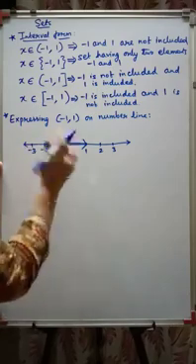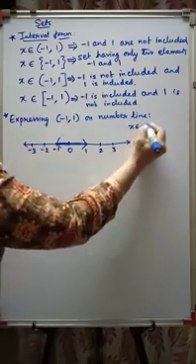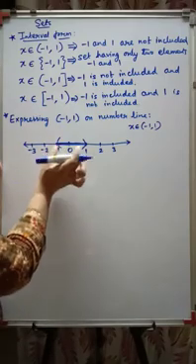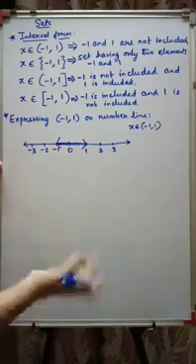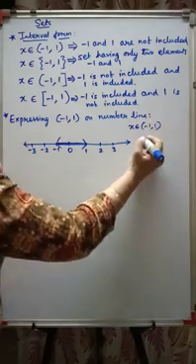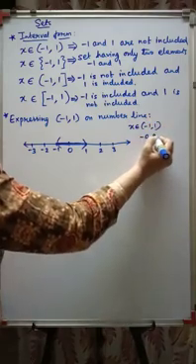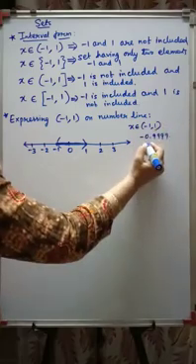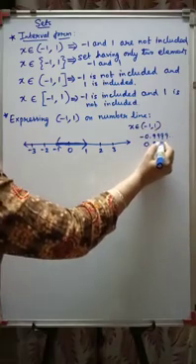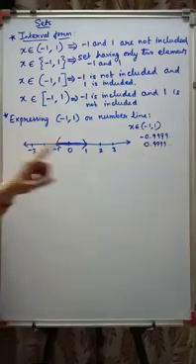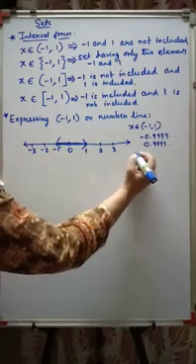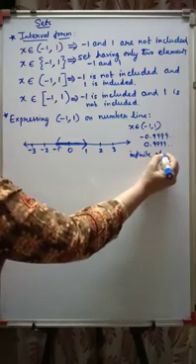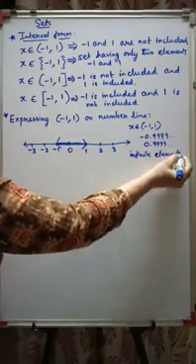x belongs to (-1, 1) means x is between -1 and 1. It can be anything. It can be -0.9999999 and so on, and it can be 0.9999, anything. So these are the numbers. So there are infinite elements in this.